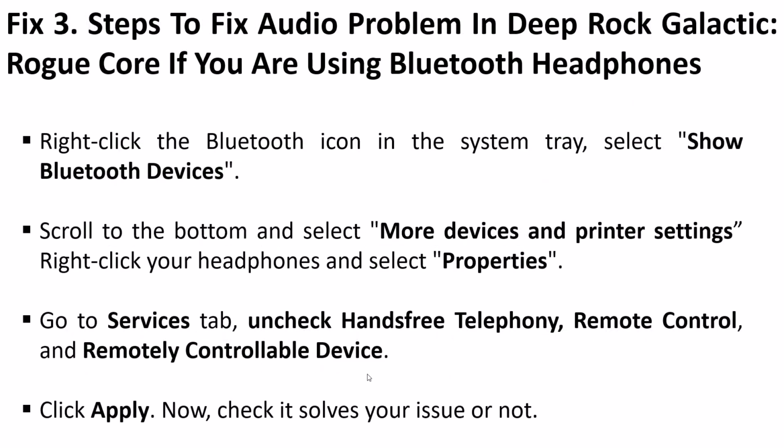Fix 3. Steps to fix audio problem in Deep Rock Galactic Rogue Core if you are using Bluetooth headphones. So this is for the Bluetooth headphones users. Right click the Bluetooth icon in the system tray, select Show Bluetooth devices, scroll to the bottom and select More devices and printer settings.